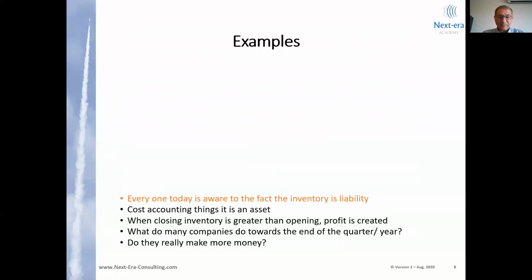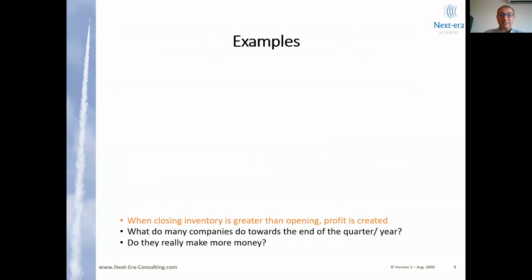Another example. Everyone today is aware of the fact that inventory is a liability. It became very understandable today. Cost accounting, on the other hand, thinks that inventory is an asset. When closing inventory is greater than opening inventory, we create in our P&L profit.